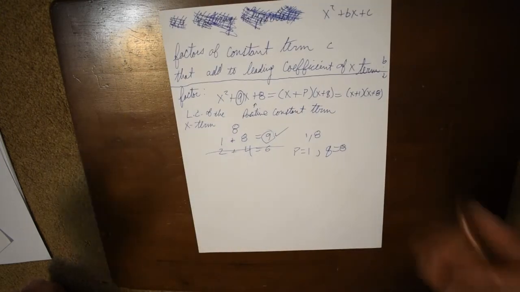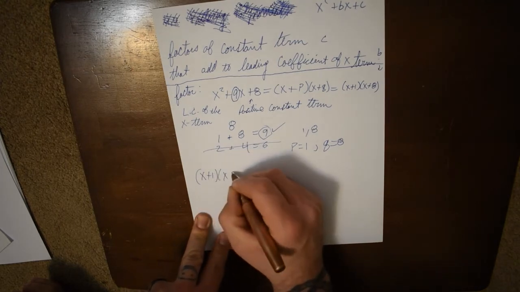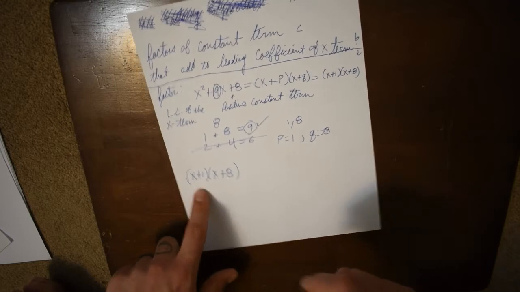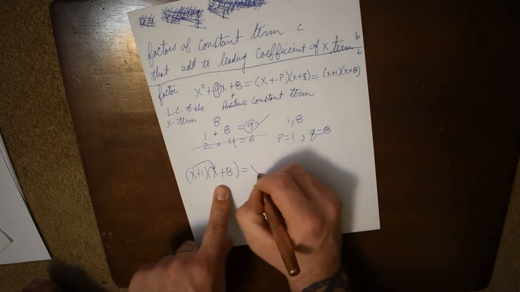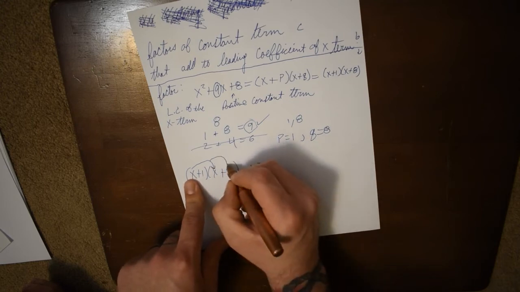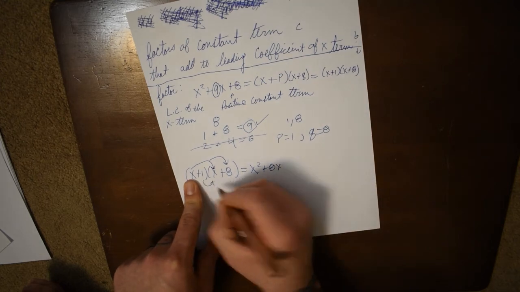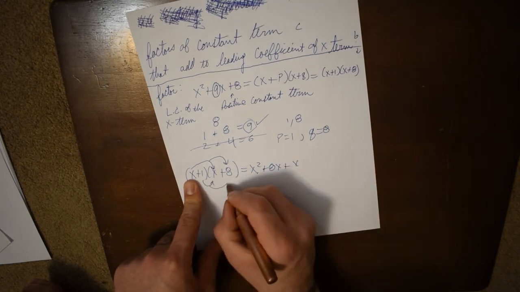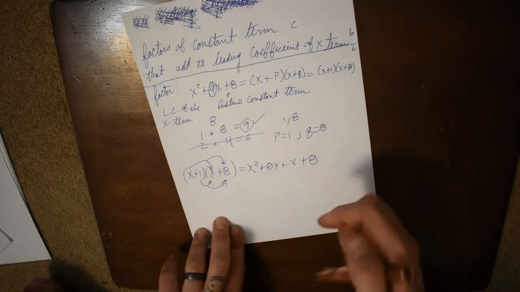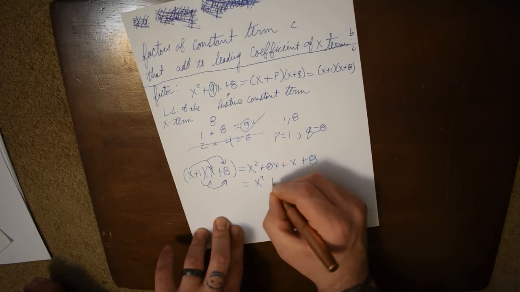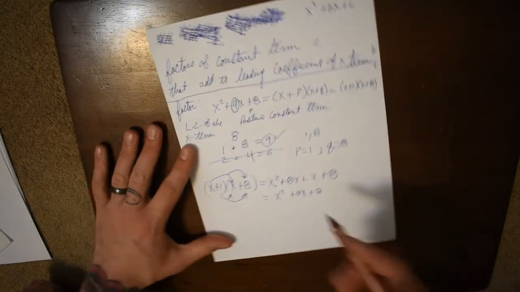You can always check factors. You should be able to go backwards. So x plus 1 times x plus 8, when we FOIL this thing out, x times x is equal to an x squared. x times 8 is equal to a positive 8x. 1 times x is equal to a positive x. And 1 times 8 is equal to a positive 8. Add everything together, and we'll get an x squared plus a 9x plus an 8. Right back to where we started.